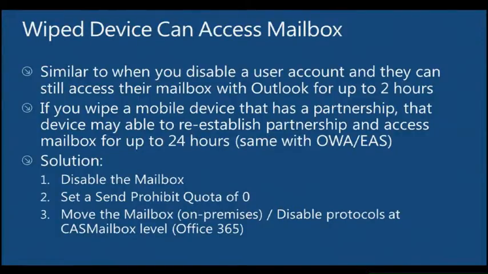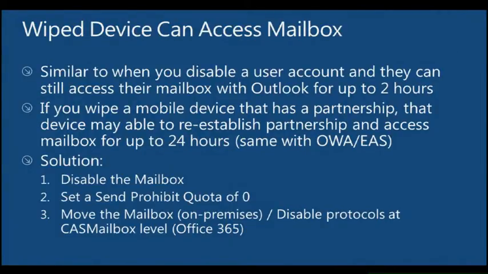The partnership itself is, in fact, stored in the mailbox, which means there's also a grace period for the user to reconnect that device as well, usually about 24 to 48 hours. What happens is the device gets wiped. They say, oh, I've got to go and re-enter my mail. And if it's within that grace period, they can then go back in and have access to their mailbox, even though you've wiped the device and maybe even disabled the mailbox, because that partnership is still valid and the caching is still occurring for the 24 to 48 hours.